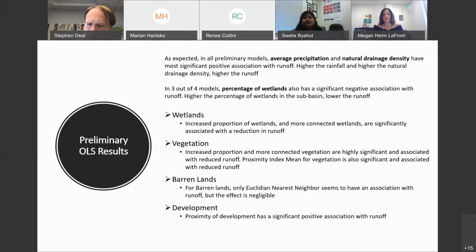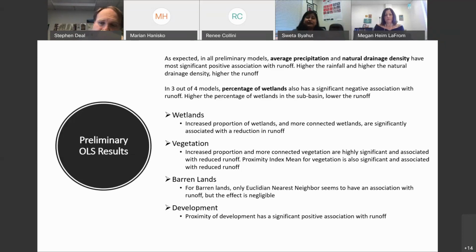In the vegetation model, what we find is that the percentage of landscape for vegetation, or basically the proportion of vegetation, which could be forests and other shrubs and things like that, is highly significant and reduces runoff as well. Also, more proximity of different connected vegetation patterns is significant and is associated with reduced runoff as well.